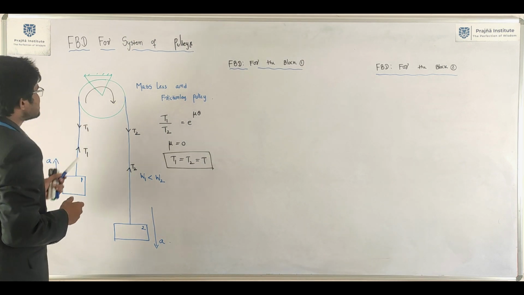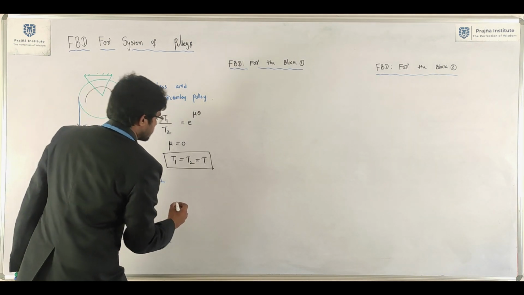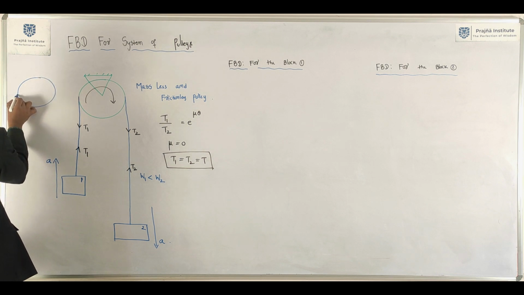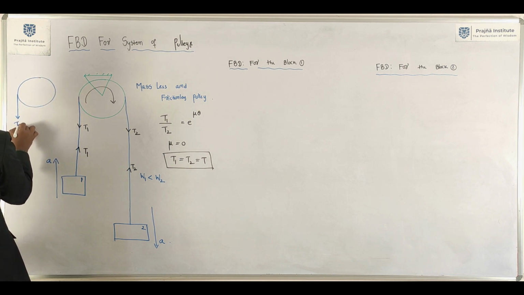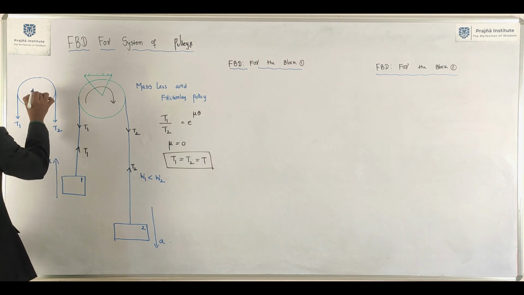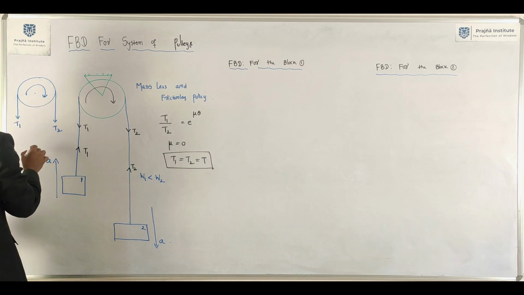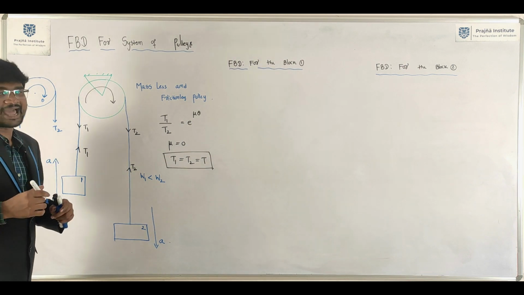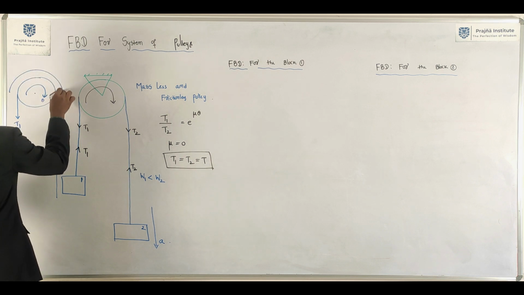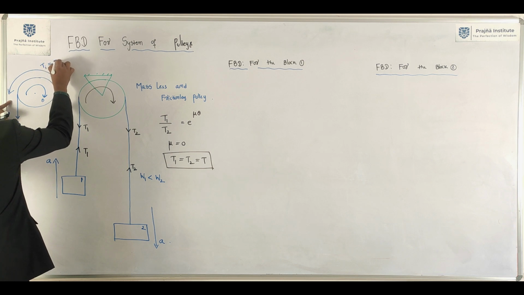Strictly speaking, what is the free body diagram for the pulley? Free body diagram for the pulley. Draw free body diagram for the pulley. T1. This will be T2. Here it is rotating in this particular direction. This is angular disturbance, angular motion. Inertia torque will be acting opposite to the direction of this particular rotation.